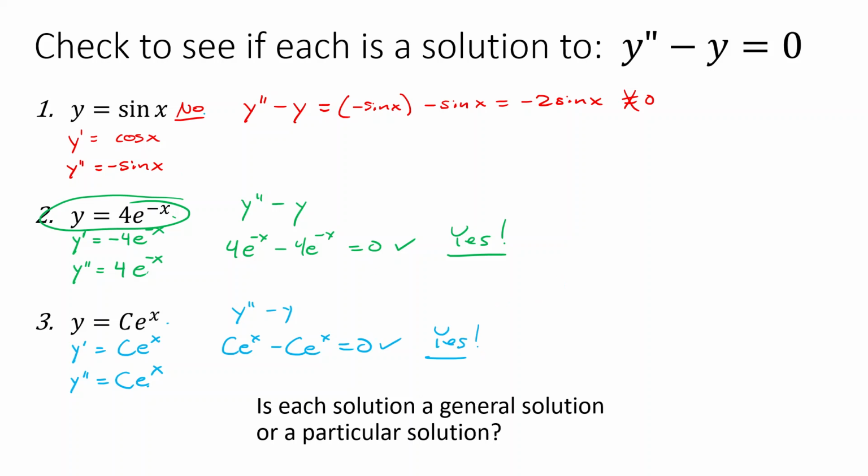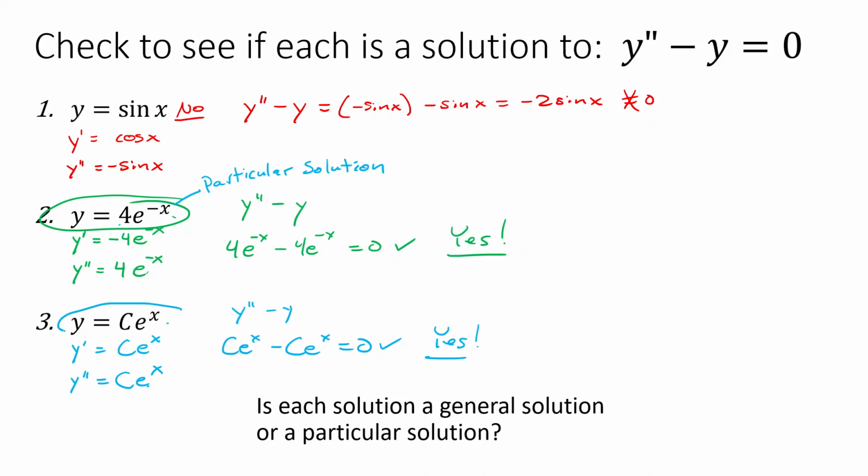All right, so this one was not a solution. The other two were solutions. Is each solution a general solution or a particular solution? Well, this guy is a solution. We don't have any plus c here anywhere that's unknown. Like we know this is 4, we know that's negative x. So this is a particular solution.